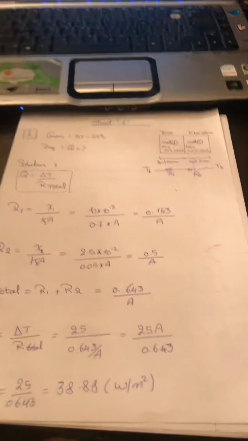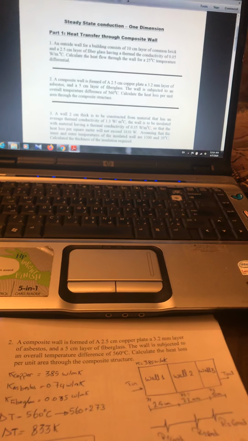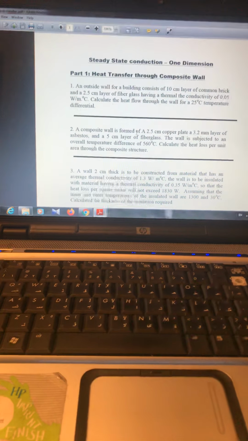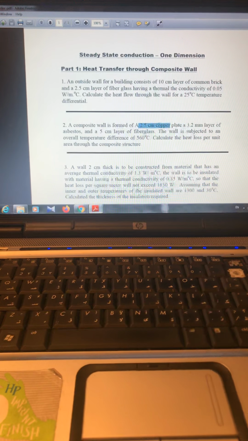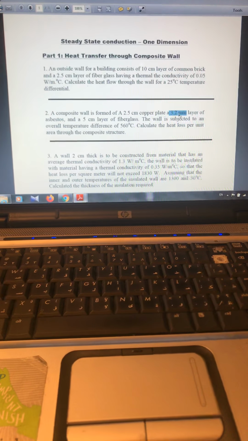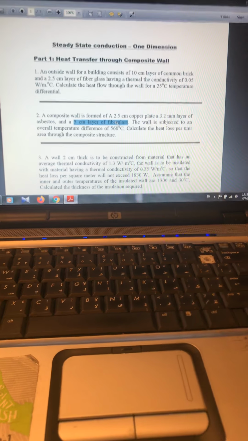So the first problem in sheet 1 is a direct substitution. It's very easy. Now the second problem in the sheet, you will also find is a direct substitution. Let's solve it together. The second one: a composite wall is formed of layers. What is the meaning of composite? Composite means it contains many layers. The first layer is copper, 2.5 centimeter, then a 3.2 millimeter layer, and the last part is a 5 centimeter layer of fiberglass.